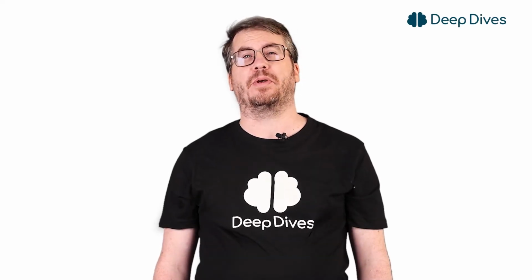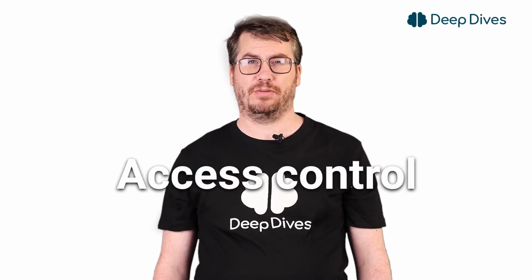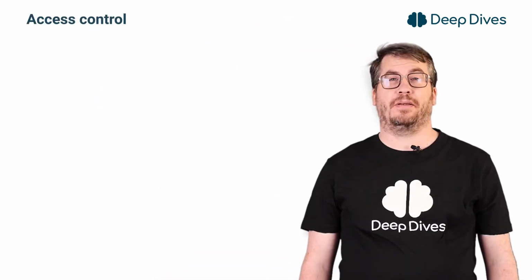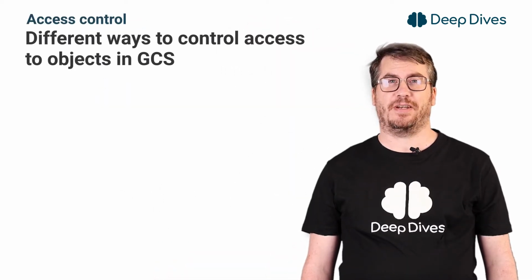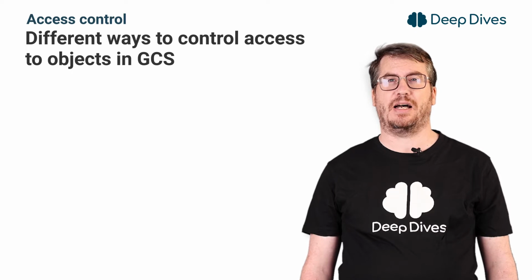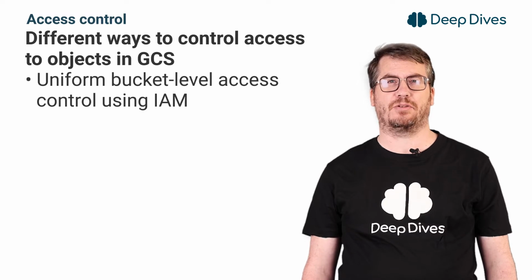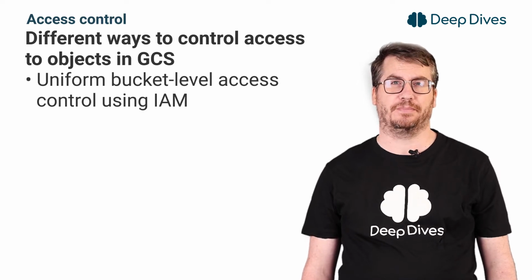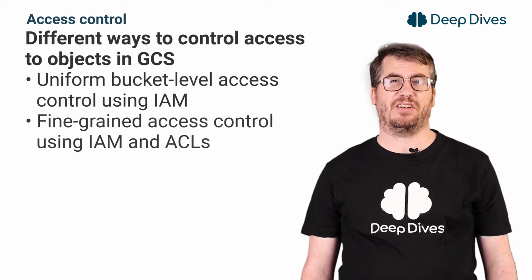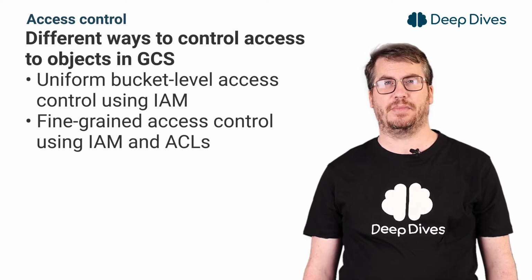Welcome to the module where we're going to be talking about access control to cloud storage. In GCS, we can affect how people can access objects in several different ways. First of all, we can set up uniform bucket level access control using IAM. Then we can use fine-grained access control using both IAM and ACLs.